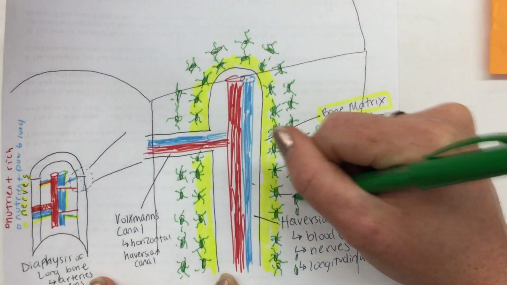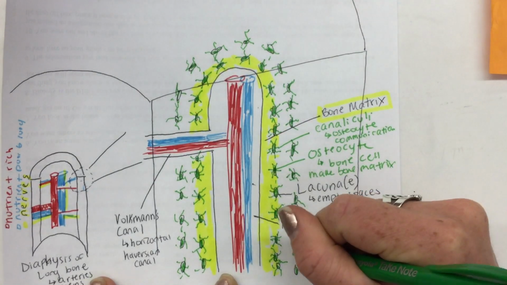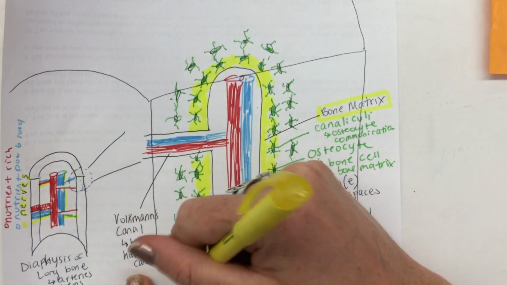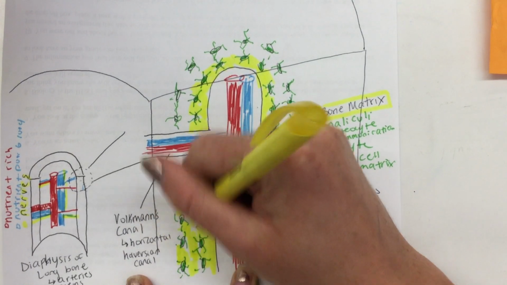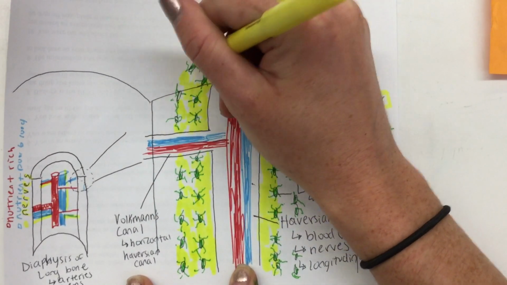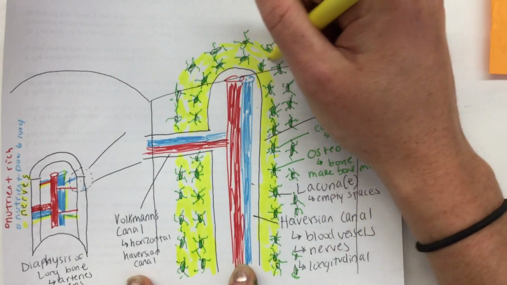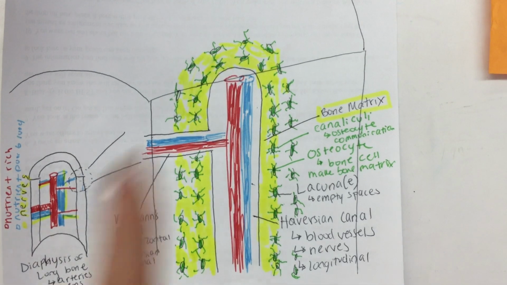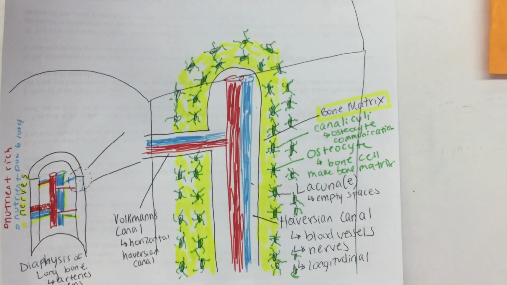And the canaliculi help the osteocytes communicate to make more bone matrix. So we're going to draw some more bone matrix in between to add another thick, dense layer. And this entire picture we just drew here is one of many, tons and tons, over and over and over again. One what?